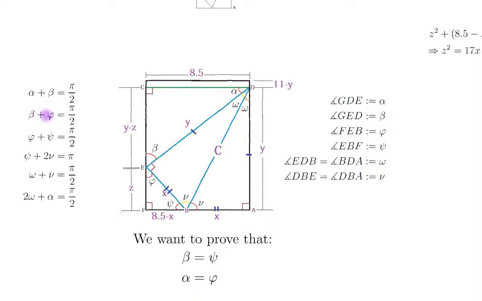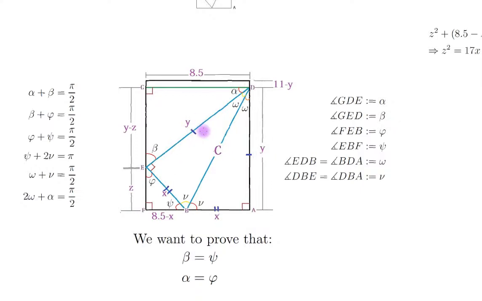Now notice this one here, beta plus phi. The reason this is pi over 2 is because this angle in the middle is 90 degrees, and by the same reasoning, these have to add to 180 degrees, which implies that beta plus phi has to be 90. And the same reasoning here: C and these two angles are the same because these two triangles are exactly the same. So C plus 2 nu equals pi. And here, 2 omega plus alpha equals pi over 2, which is 90.